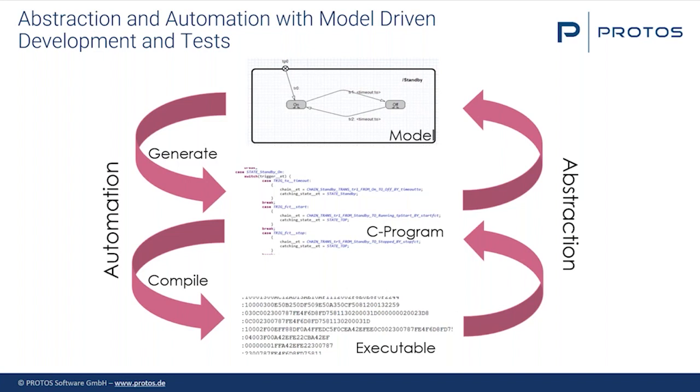So on the right side, abstraction; on the left side, automation. That's how abstraction and automation work with model-driven development. That's very generic, not only for tests, but also for development.